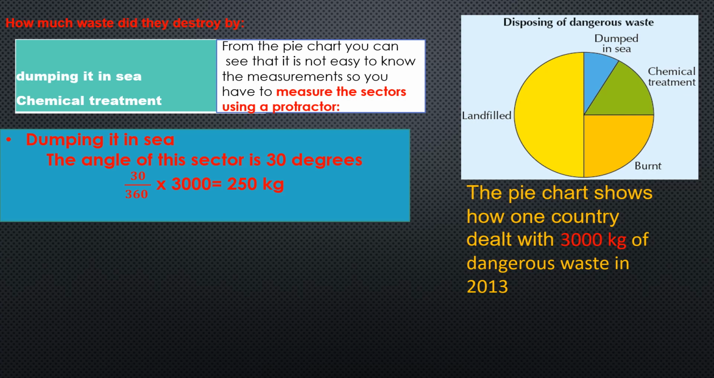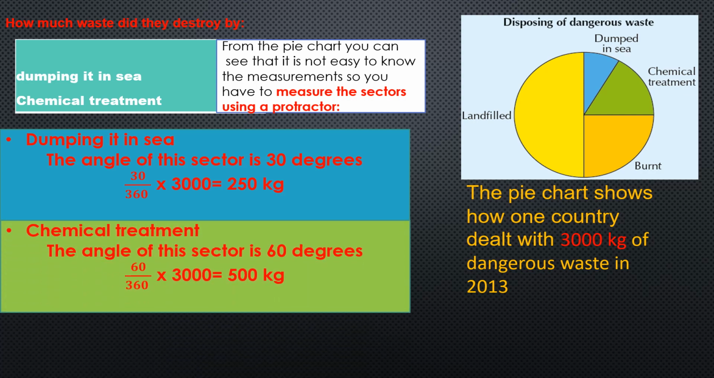Then the last one, you can do it by subtraction, by saying that landfilled is 1500, the other parts are 750 and 250. You add them and you subtract it from 3000. Or you can measure it to get 60 degrees, and this 60 degrees is out of 360 times 3000, which is 500 kilograms. So you can do the last sector by subtracting it from the total, or by doing it as fractions.